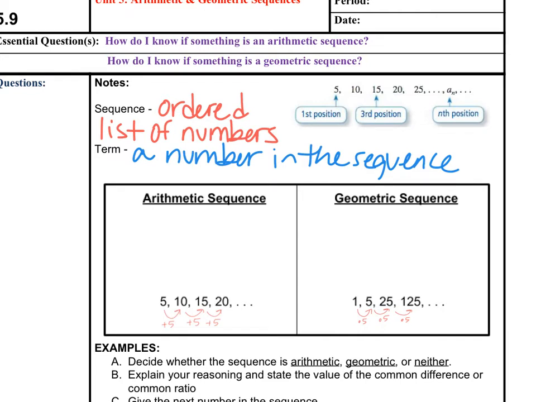So I just showed you two examples of sequences. There's another example in the top right here, 5, 10, 15, 20, 25. It's actually the same one. The first term is 5. The second term is 10. The third term is 15. The fourth term is 20. The fifth term is 25. It's just what order it's in.